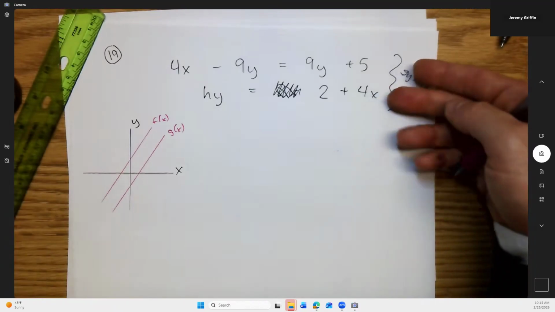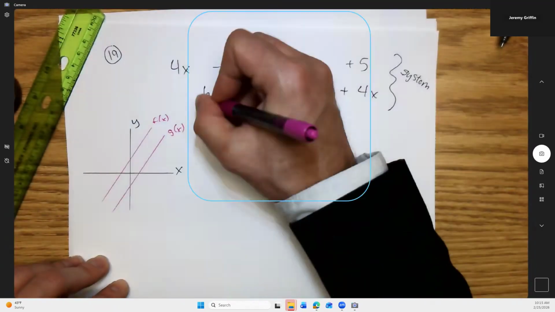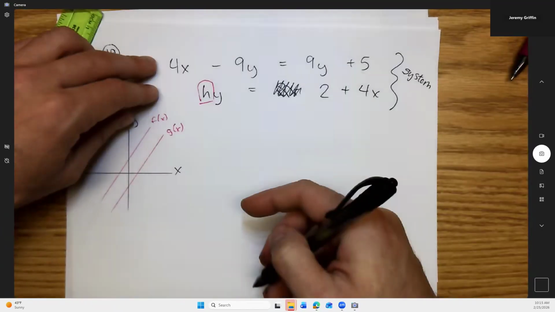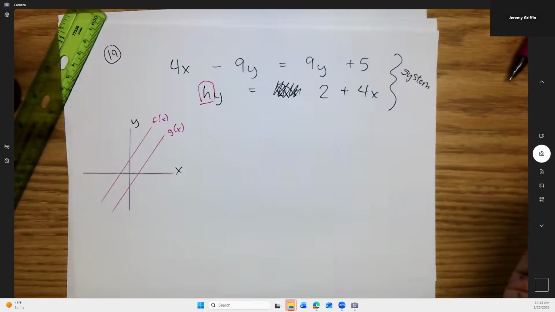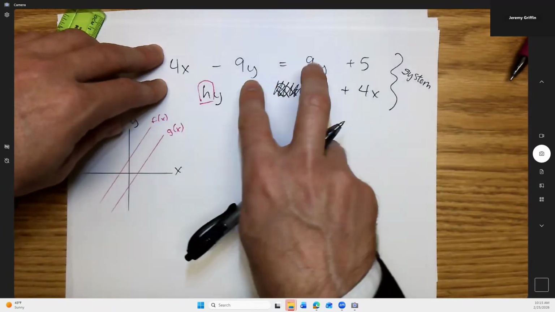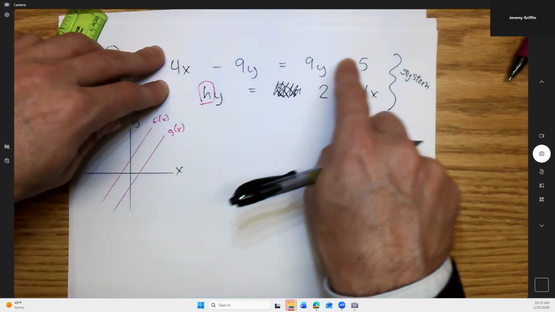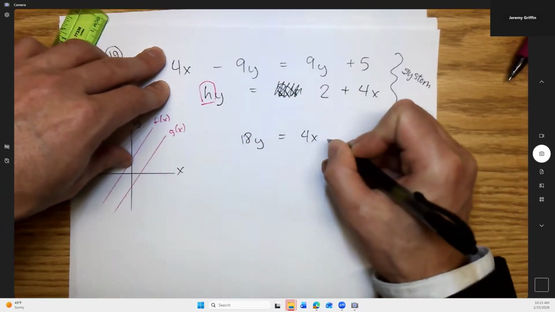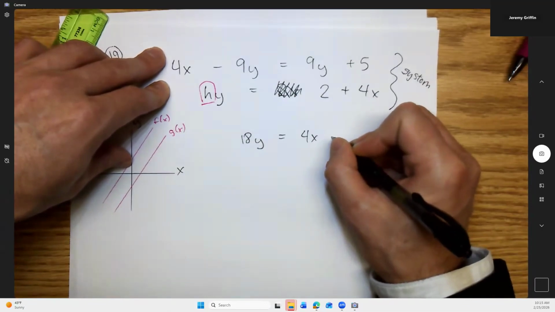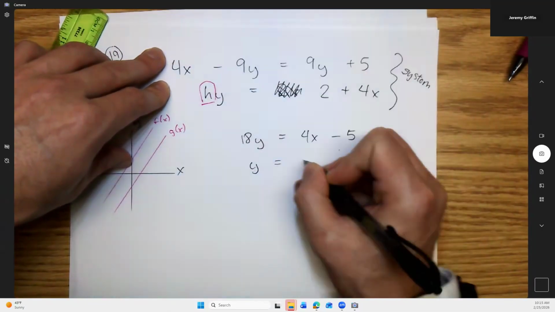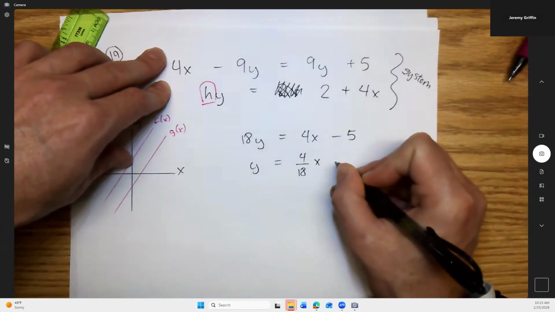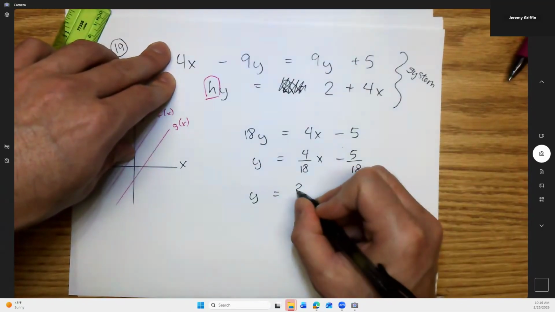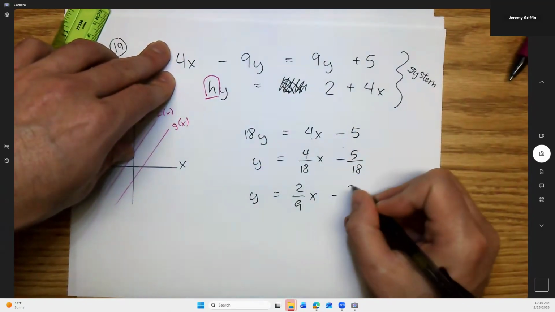So however you can make these parallel, then you can solve for h, as long as they have the same slope. There might be a few different ways to do that. One way is maybe I could put these in slope intercept form. Let's do that. This first one, I can add over 9y, subtract over 5, that gives me 18y is equal to 4x minus 5. Therefore, y is equal to 4 over 18x minus 5 over 18. And this could reduce to 2 over 9x. And then it's 5 over 18.